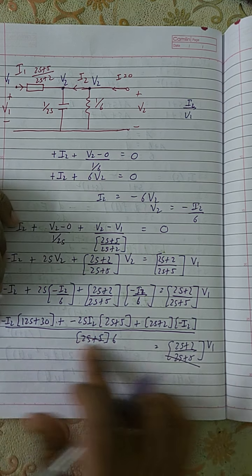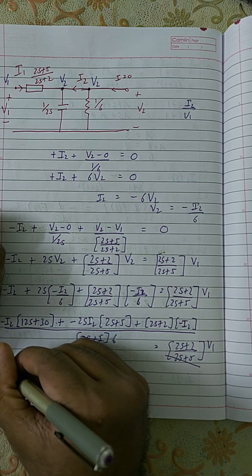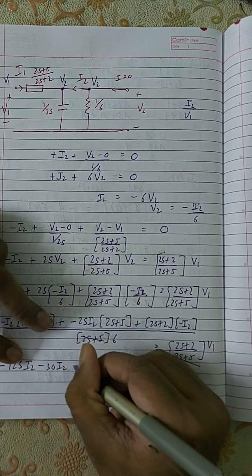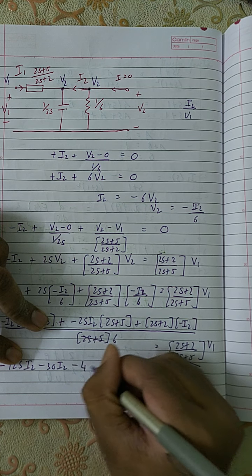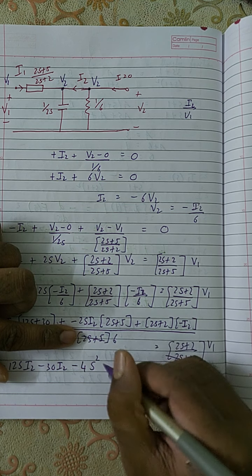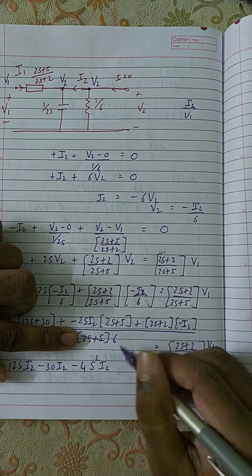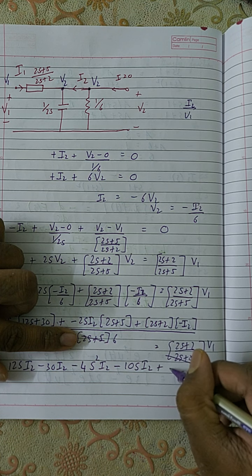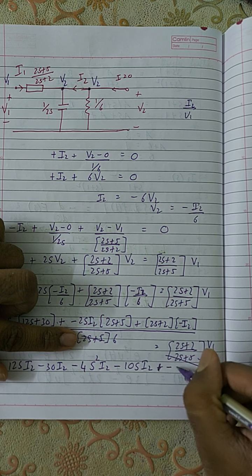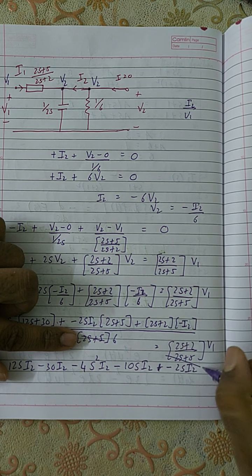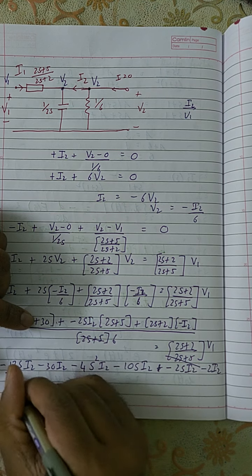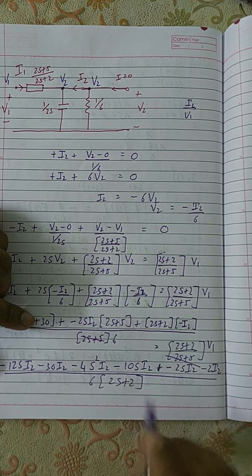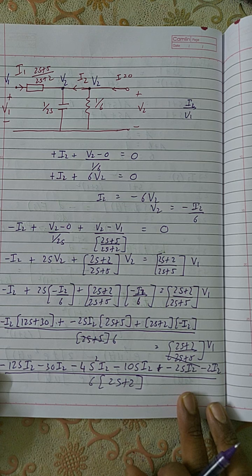Then you have here as minus 12s I2 minus 30 I2 minus 4s square I2 minus 10s I2, not plus, it's minus 2s I2 minus 2 I2 by 6 into 2s plus 2. Okay, what an ugly looking equation.